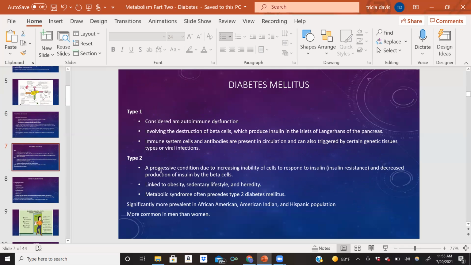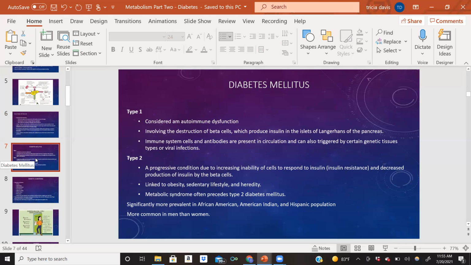Type 2 diabetes is a progressive condition caused by the inability of our body cells to respond to the insulin. We also call this insulin resistance. And it can also be due to a decreased production of insulin by those beta cells. So it's either an inability of the cells to respond, insulin resistance, or a decreased production of insulin by the beta cells. Type 2 diabetes is linked to obesity, that sedentary lifestyle, and it can also be hereditary. And that metabolic syndrome often precedes type 2 diabetes.